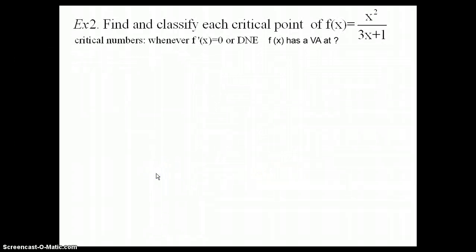So let's start all from scratch in this example. I have my function here, and we're going to try to classify these critical points. So first of all, we've got to find our critical numbers, wherever f prime of x is 0 or does not exist. And you can probably tell right away that this function is going to have a vertical asymptote right here. So we know that it's going to have a vertical asymptote at negative 1/3, which means if we have an asymptote, then our derivative is not going to exist at that asymptote. So that's one of our critical numbers.